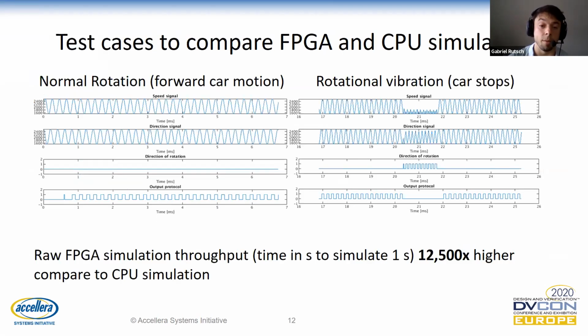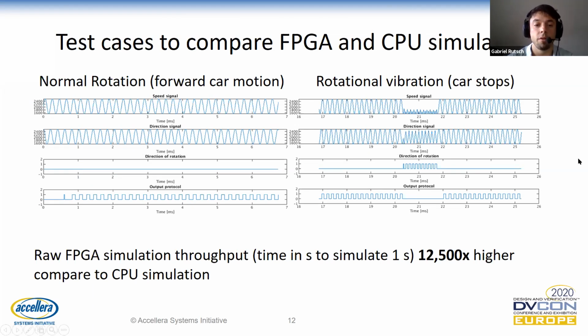Now, in order to evaluate the capabilities of this FPGA-based simulation prototype, we had a look at two real-life test cases. They're quite different from one another. The one on the left is called normal rotation. It's quite static, and this is typically what can be observed by the sensing element if the car just moves forward without any acceleration. The other one on the right is called rotational vibration, and this is a typical case for when the car stops. Rotation is being generated, and this can be observed in the speed and direction signal as well.